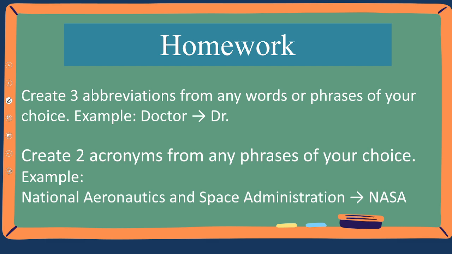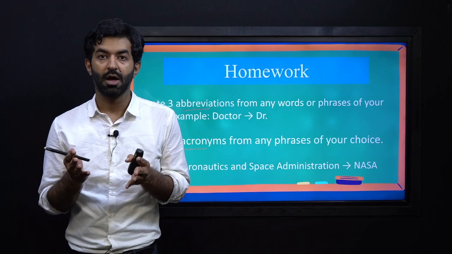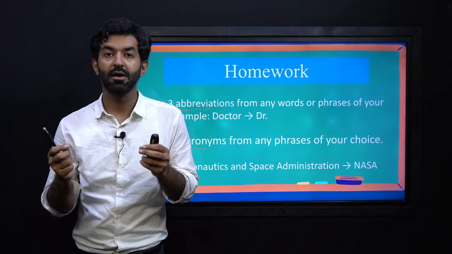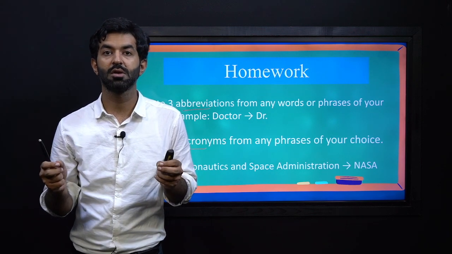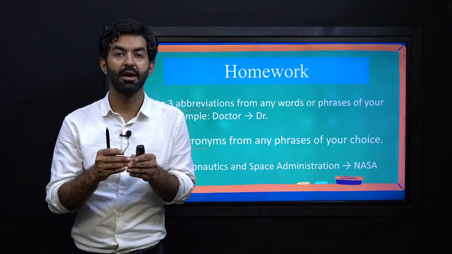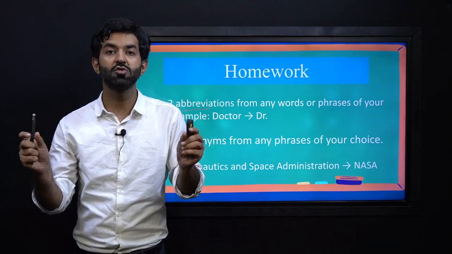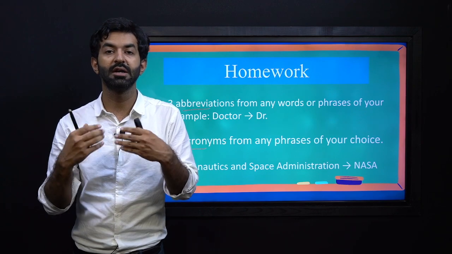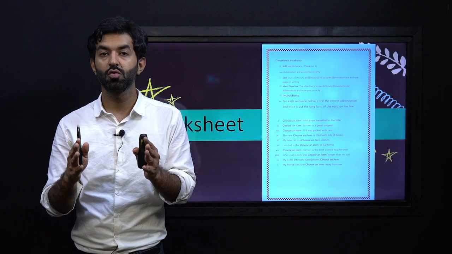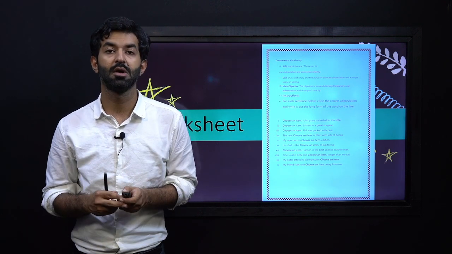Now, let's talk about the homework. You have to create 3 abbreviations from any words of your choice, and similarly create 2 acronyms from any phrase of your choice. Now, students, you are well aware that the difference between abbreviation and acronym is clear. Abbreviation is where we take the shortcut, and acronym is where we take the initials of each word and combine them together and say them. Now, you have to make 3 abbreviations and 2 acronyms accordingly.